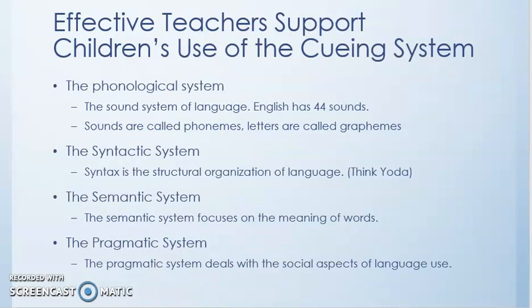So effective teachers also support children's use of the cueing system. And in this class, we are going to dig deep into the phonological system, which represents the sounds of our spoken language. English has 44 sounds. The sounds are called phonemes and the letters are called graphemes. And that's important to remember. A lot of people get hung up on the word letters, but letters mean different things to different people. So when we are speaking of the English language, we call sounds phonemes and letters graphemes.